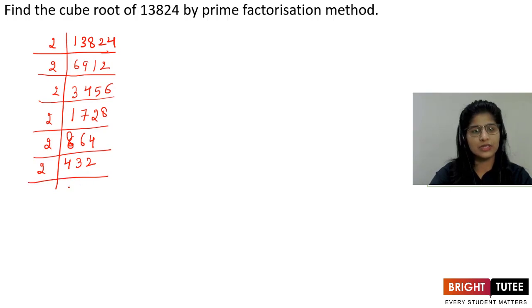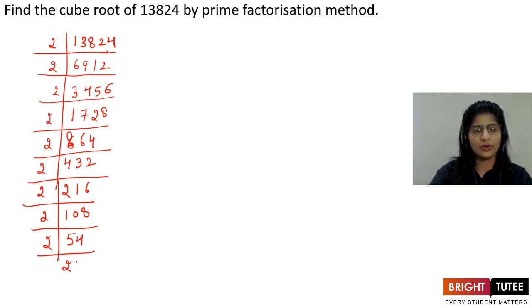Again with 2, 2 1s are 2, 2 2s are 4, 2 1s are 2, 2 6s are 12. Again with 2, 2 1s are 2, 1 is not divisible, so we'll take a 0, and 2 8s are 16. Then 2 5s are 10 and 2 4s are 8. Again with 2, 2 2s are 4, 2 7s are 14. So we get 27. Let's divide 27 here.